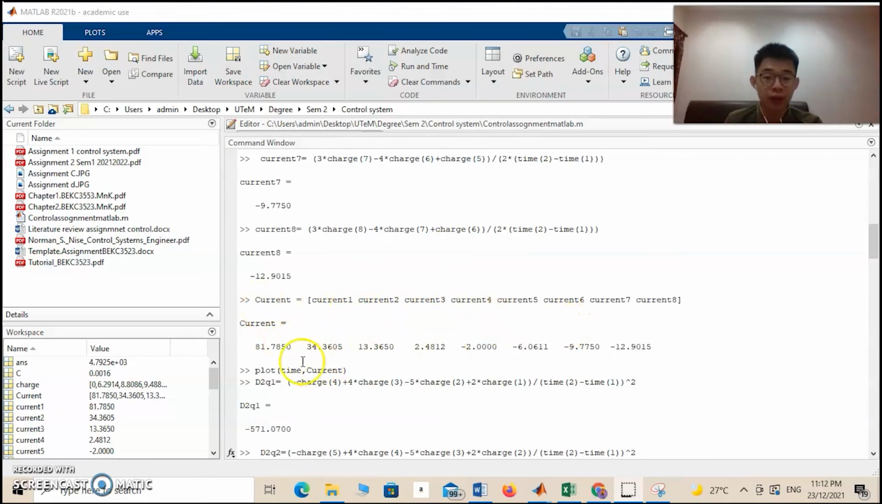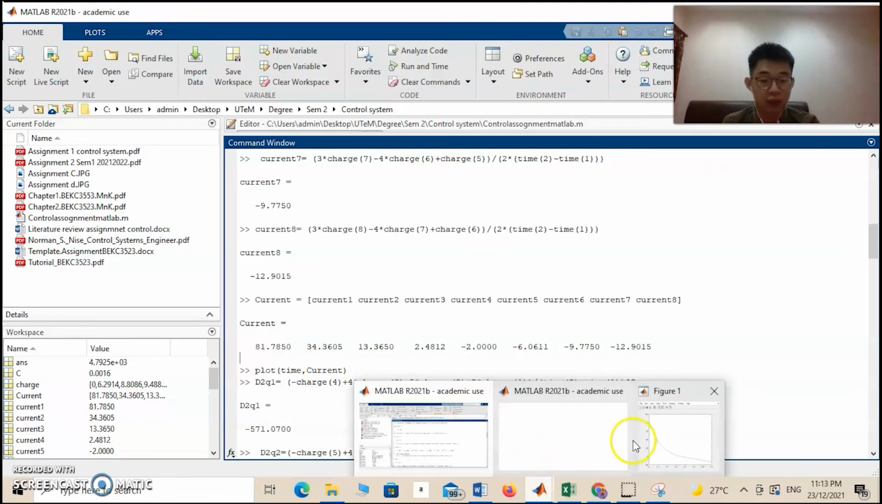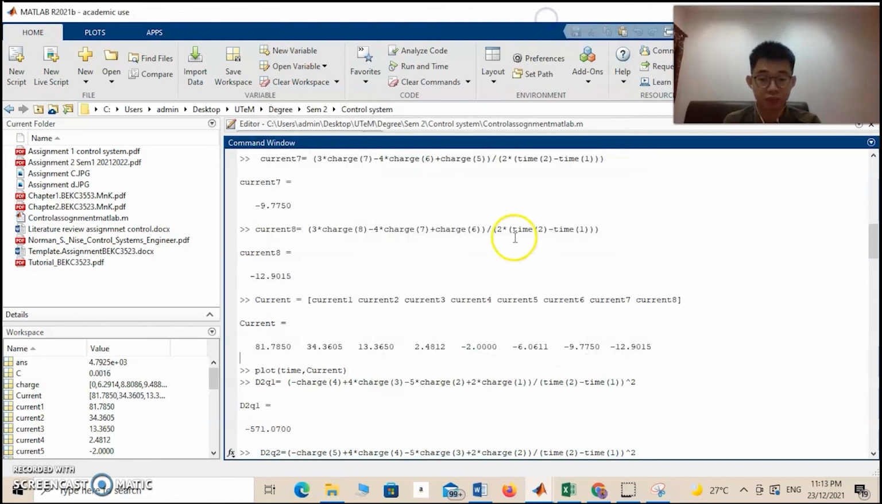After keying in the formula and also the data, we put the current obtained in an array form as well, and here's the data for current obtained, which is exactly the same as the answer obtained from Excel. Next, I insert the command to plot time and current, and here's the graph obtained from MATLAB, which is exactly the same as Excel.